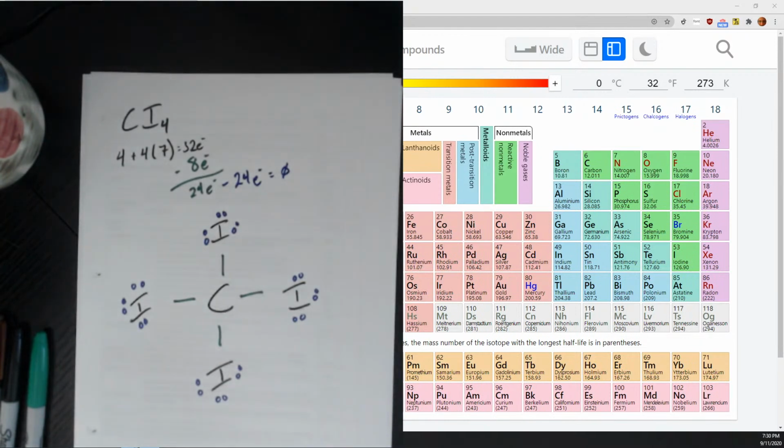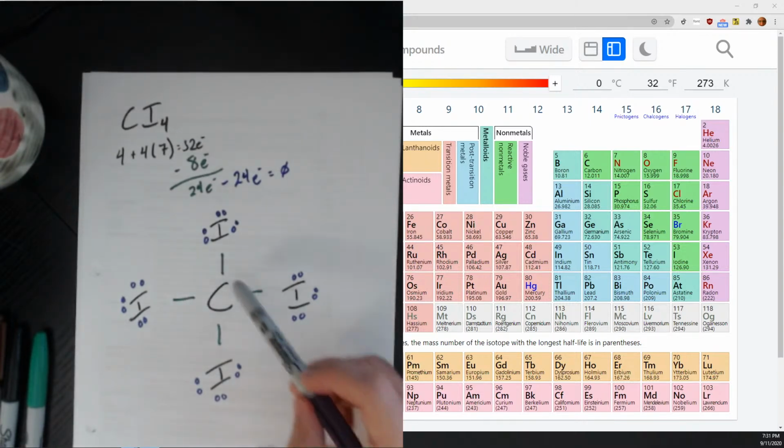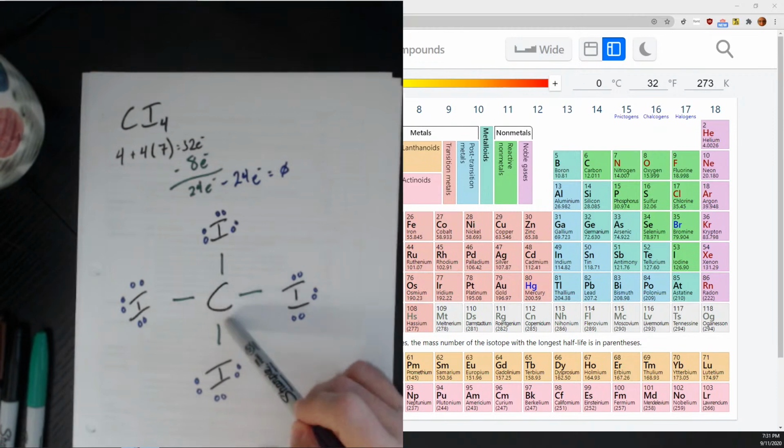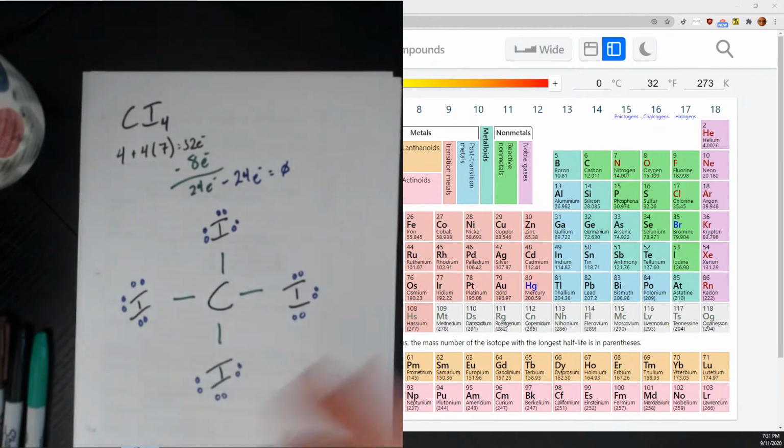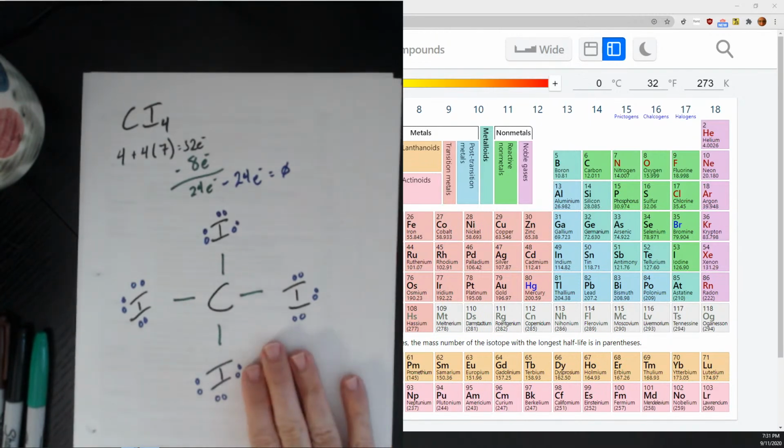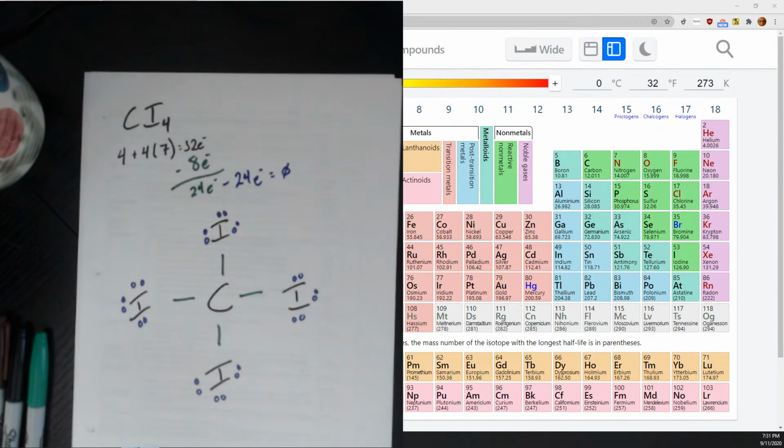So nothing is left to go on carbon at the middle. Are we going to need to make any double bonds in order to make carbon happy here? The answer is no, because carbon also has the full octet. It looks around itself, it sees 2 electrons there, 2 electrons there, 2 electrons there, and 2 electrons there. Carbon sees a total of 8 electrons. It's good to go. This is the Lewis structure for carbon tetraiodide.